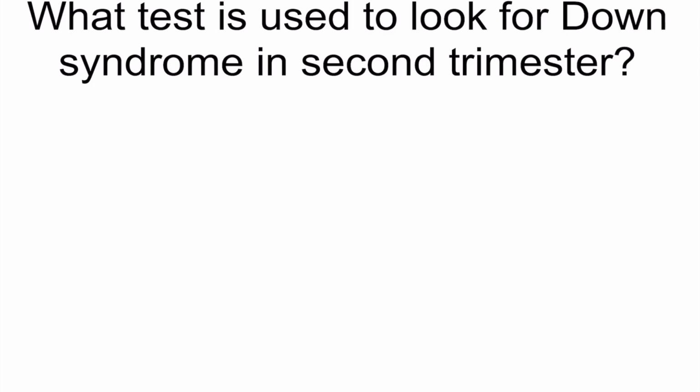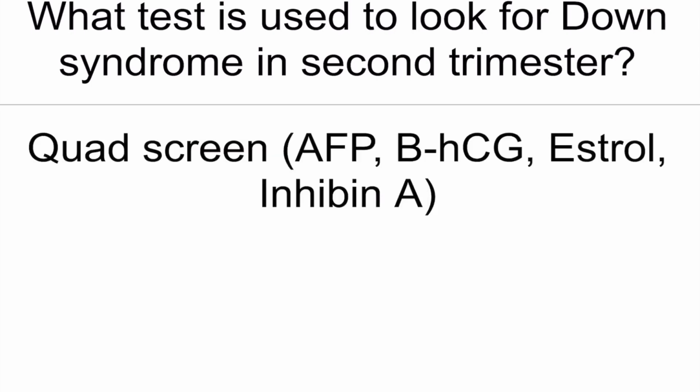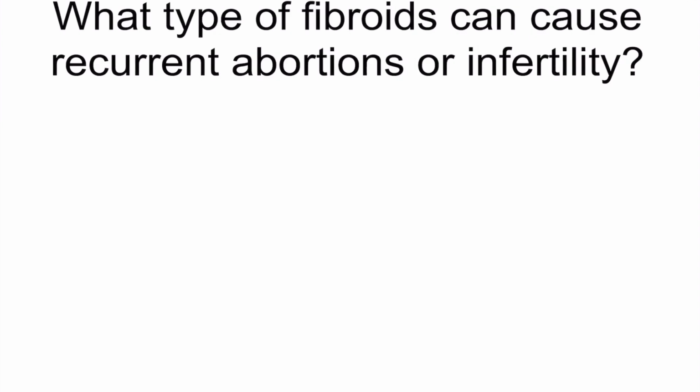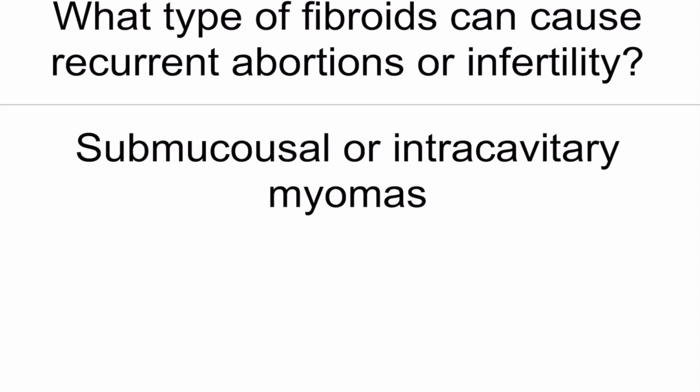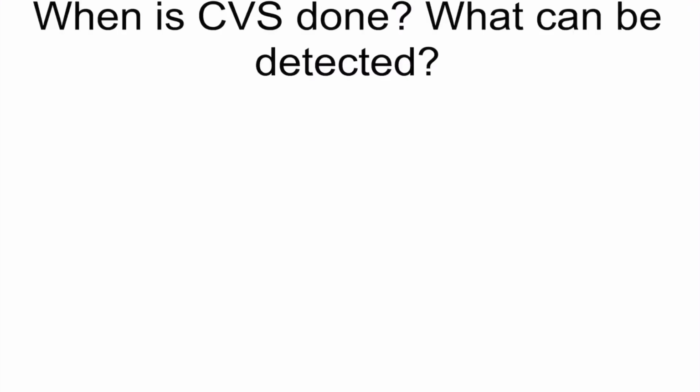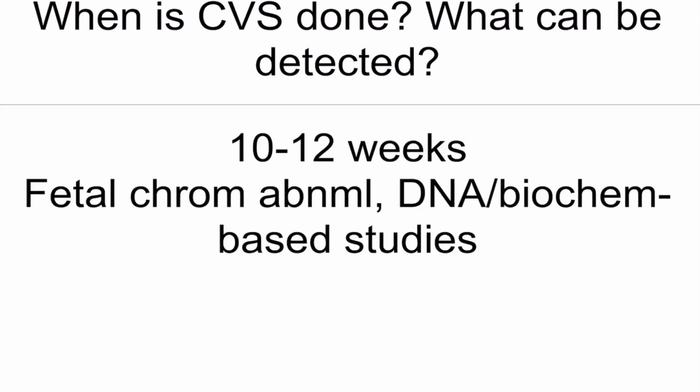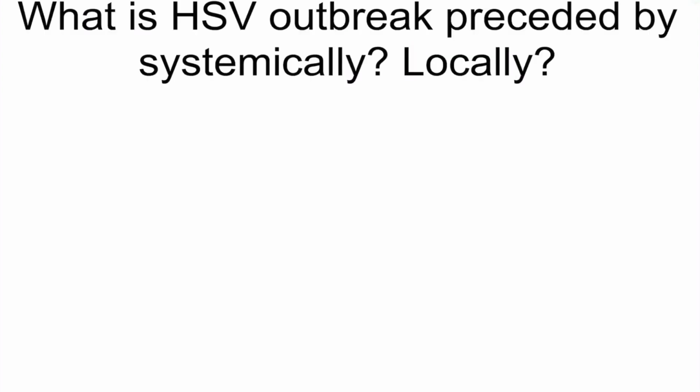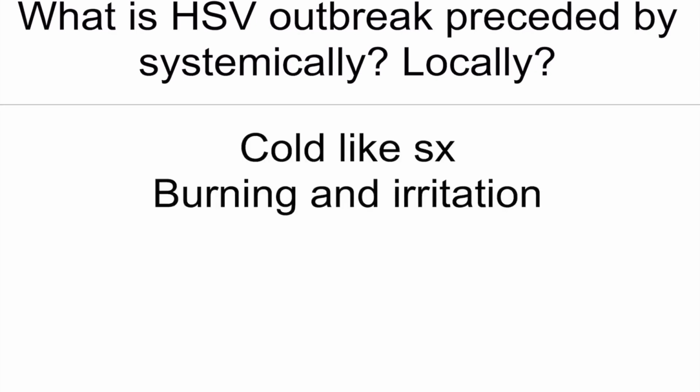What test is used to look for Down syndrome in second trimester? Quad screen. You're checking for AFP, beta HCG, estriol, and inhibin A. What type of fibroids can cause recurrent abortions or infertility? Submucosal or intracavitary myomas. When is CVS done? Chorionic villus sampling. What can be detected? 10 to 12 weeks. Fetal chromosomal abnormalities, DNA, and biochemical studies. What is an HSV outbreak preceded by systemically and locally? Cold-like symptoms, burning, and irritation.